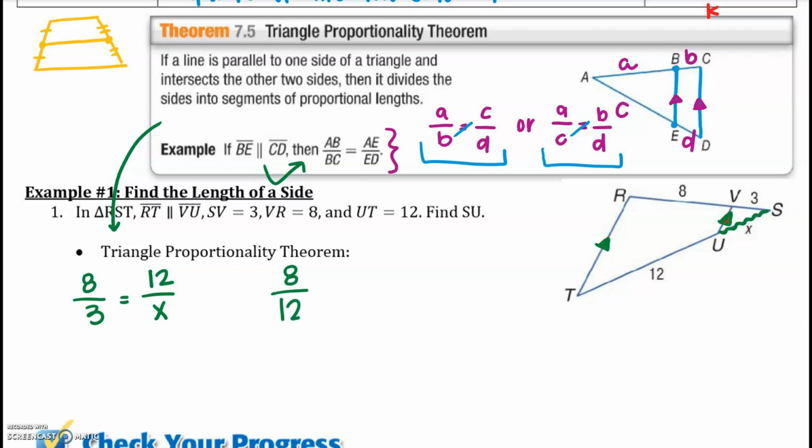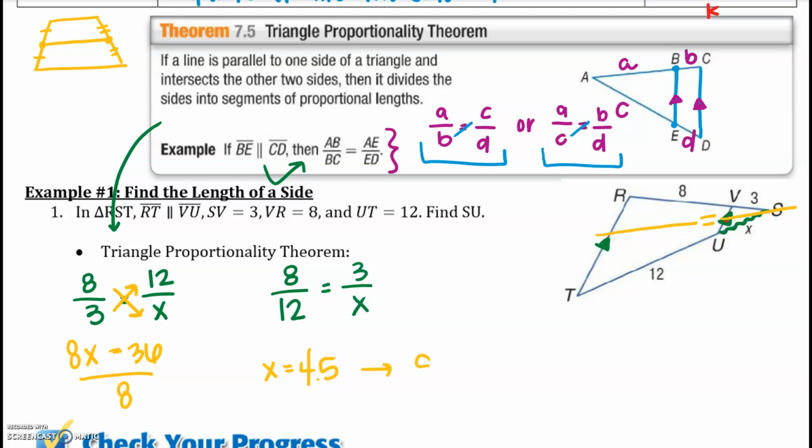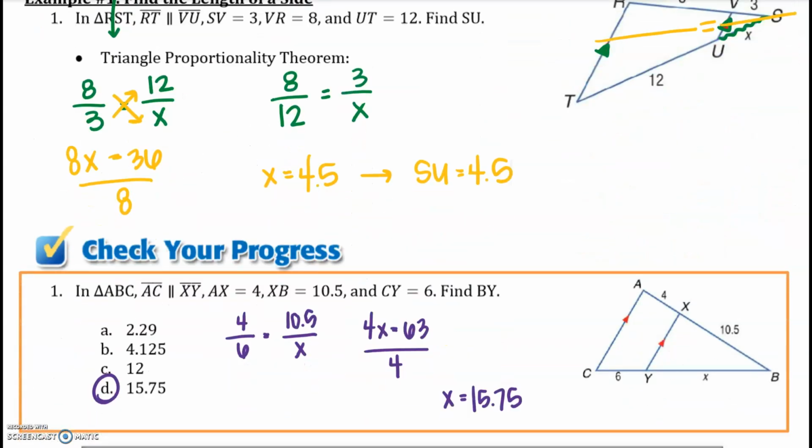If you like that way, that's fine too. I like to put 8 over 12 equals 3 over X. I can visualize a little bit if I create a proportion out of the top and the bottom. That's how I like to create my proportion. Again, either way will work. Cross multiply: 8X is equal to 36. Divide both sides by 8. X is 4.5, which is also SU, which is what they asked for. Alright, if you will stop this video and check your progress, here is your answer.